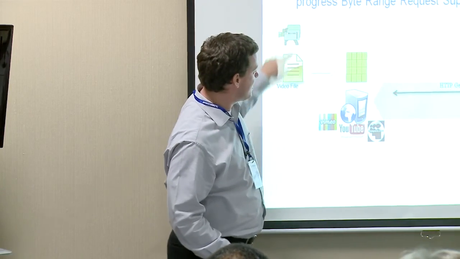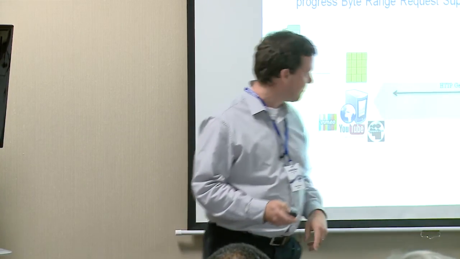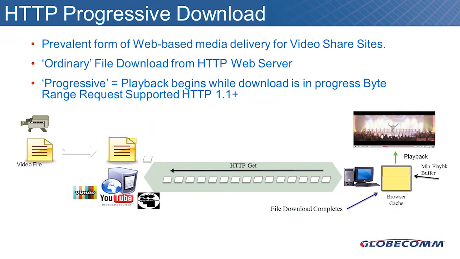So what's happening with a progressive download is the web server is sending a request, and as the buffer cache fills up, when it gets to that minimum point, usually 10 or 15 seconds in, the player will start playing the video, and in the background it's pulling in the chunks, trying to fill up the buffer to keep ahead of the playback.